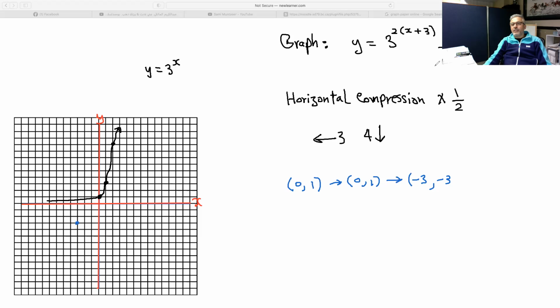Also, don't forget, because this goes 4 down, and we have a horizontal asymptote right here, then your horizontal asymptote, the x-axis, is going to go down 4 as well. So this is your asymptote now.